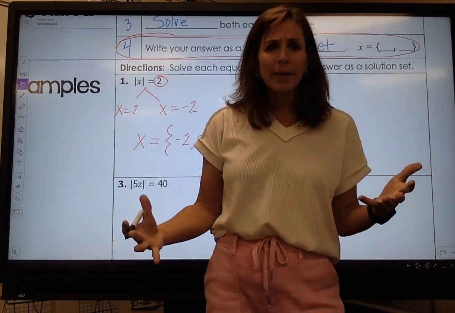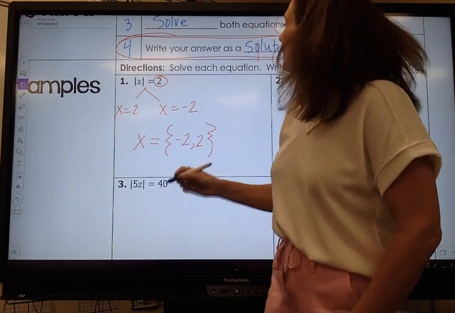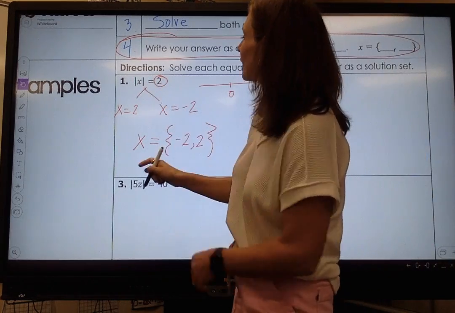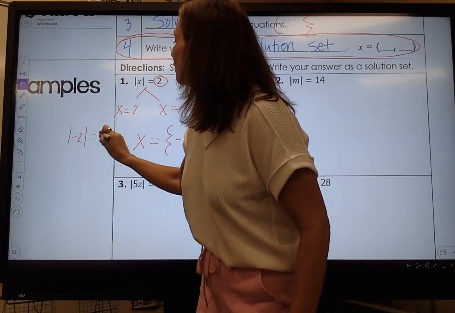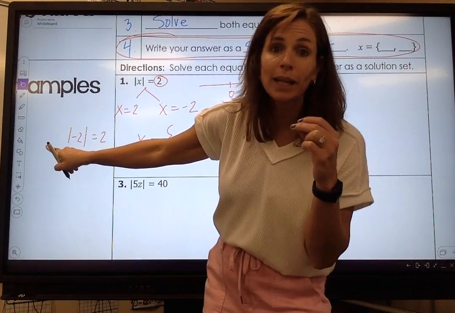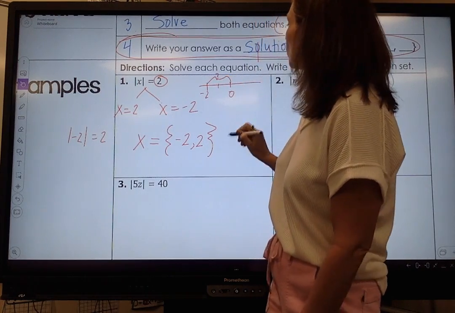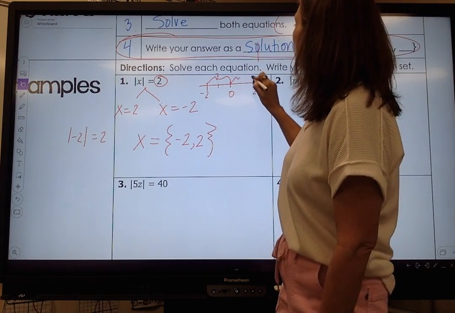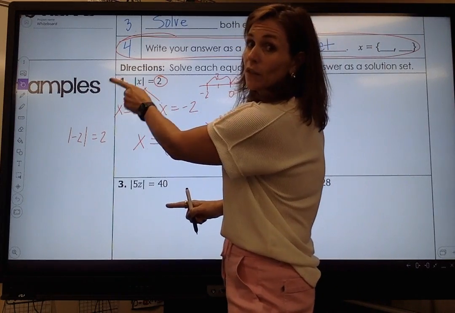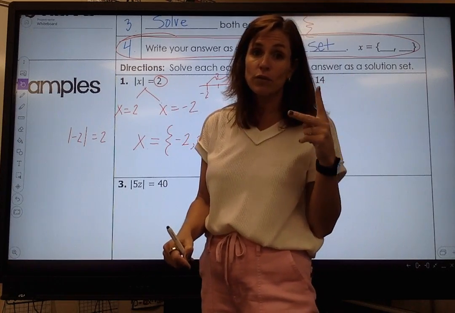Now, let's talk about why. Why are there 2 answers? Because remember what absolute value means. It means your number line. It means that x could be -2 because the absolute value of -2 is +2. Remember, absolute value can't be negative. So the absolute value of -2 means the distance is 2, and the distance is 2 when it's +2. So you have 2 answers. X can be -2 to make it 2, and x can be +2 to make it 2. Okay, that's why you have 2 answers for absolute value.